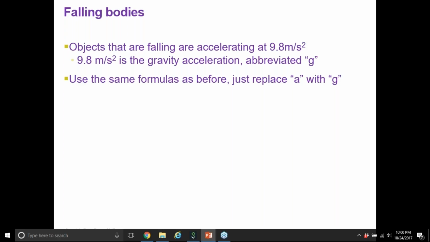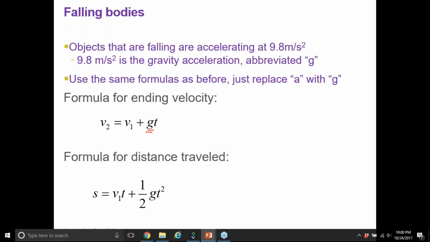Okay, so again, objects that are falling are accelerating at that rate. We abbreviate it with a G. It's the same formulas as before. We've just replaced A with G. So our formula, if we want to solve for the ending velocity: we say something has been falling for this many seconds, how fast is it going? That's the formula that we use. It's the same formula that we had before, except we replaced A with G, because we know that G is always 9.8.